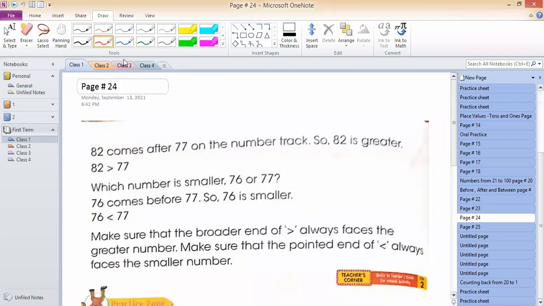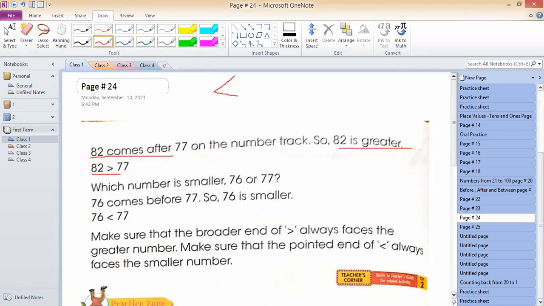So here the same thing, right? 82 comes after 77 on the number track, so 82 is greater. And to show the greater than sign, guys, you should open the mouth of this sign in front of the bigger number. This you have to remember, guys.